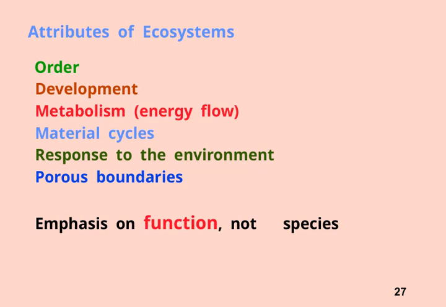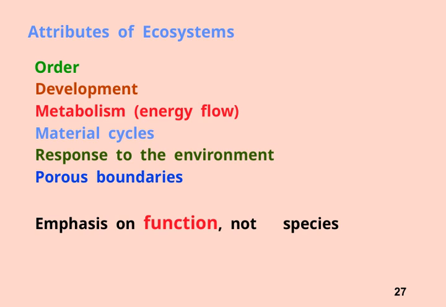Now, let's take a closer look at the key attributes of ecosystems. First, order. This refers to the structured way in which ecosystems are organized, even though they might seem chaotic at first glance. Development is another important aspect, highlighting how ecosystems change and grow over time. Metabolism, or energy flow, is fundamental because it explains how energy moves through the system, supporting all the biological processes. Along with that, material cycles are crucial, as they describe how nutrients and other elements are recycled within the ecosystem.